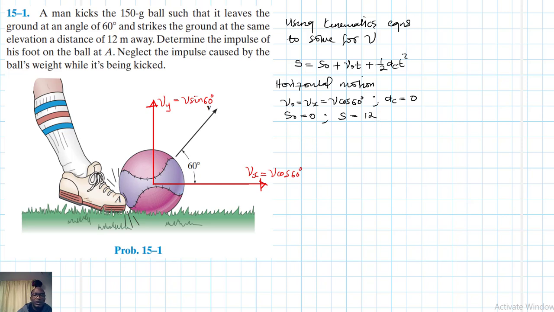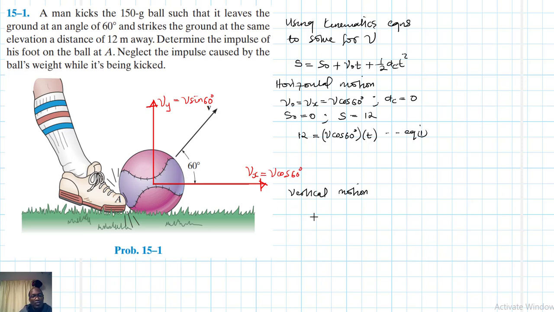Okay, let's say 12. So with this information, we can simply say our 12 is just equal to V cos 60, then times T. So this is one equation. This is equation 1. Then we go to the vertical motion.